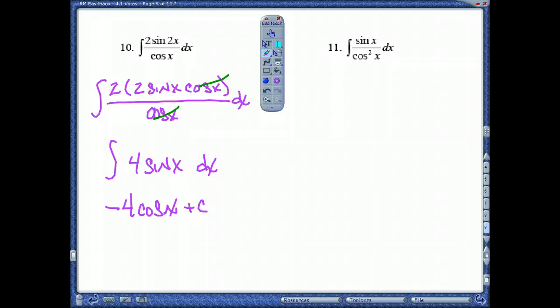Well, cosine squared. This one's a tricky one because remember there are only certain things we can take the integral of. We can integrate sine, cosine, secant tangent, cosecant cotangent, secant squared, and cosecant squared. So those are the only things we can integrate. So when I'm looking at sine over cosine squared, I'm thinking trouble. Now, when we see our cosine squared, it might be a good idea for us to split that cosine up.